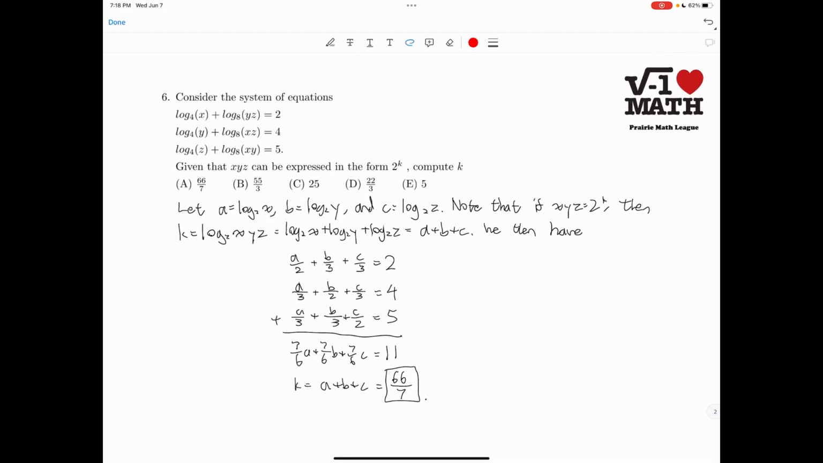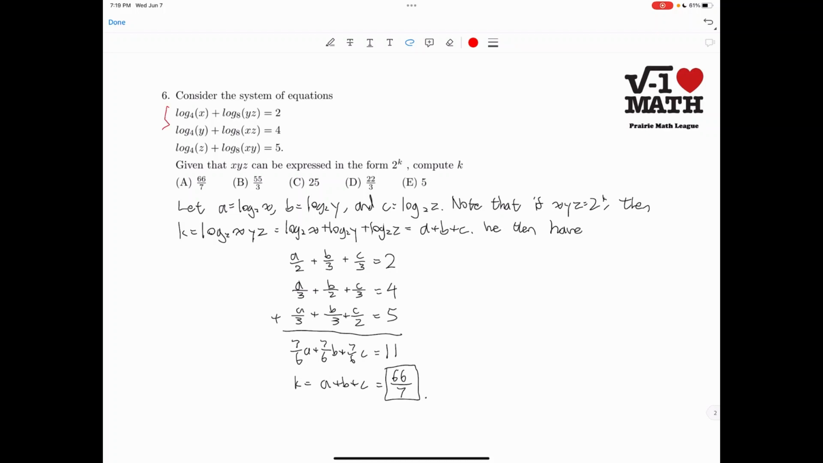Now for the second question, we consider the system of equations as listed here. Given that xyz is equal to 2 to the power of k for some k, we need to find k. Now, first, for simplicity, let a equal log base 2 of x. Now, why log base 2? Well, we see a log base 4 and we see a log base 8. And typically, when you see powers of 2 like this, you want to use a log base of 2.